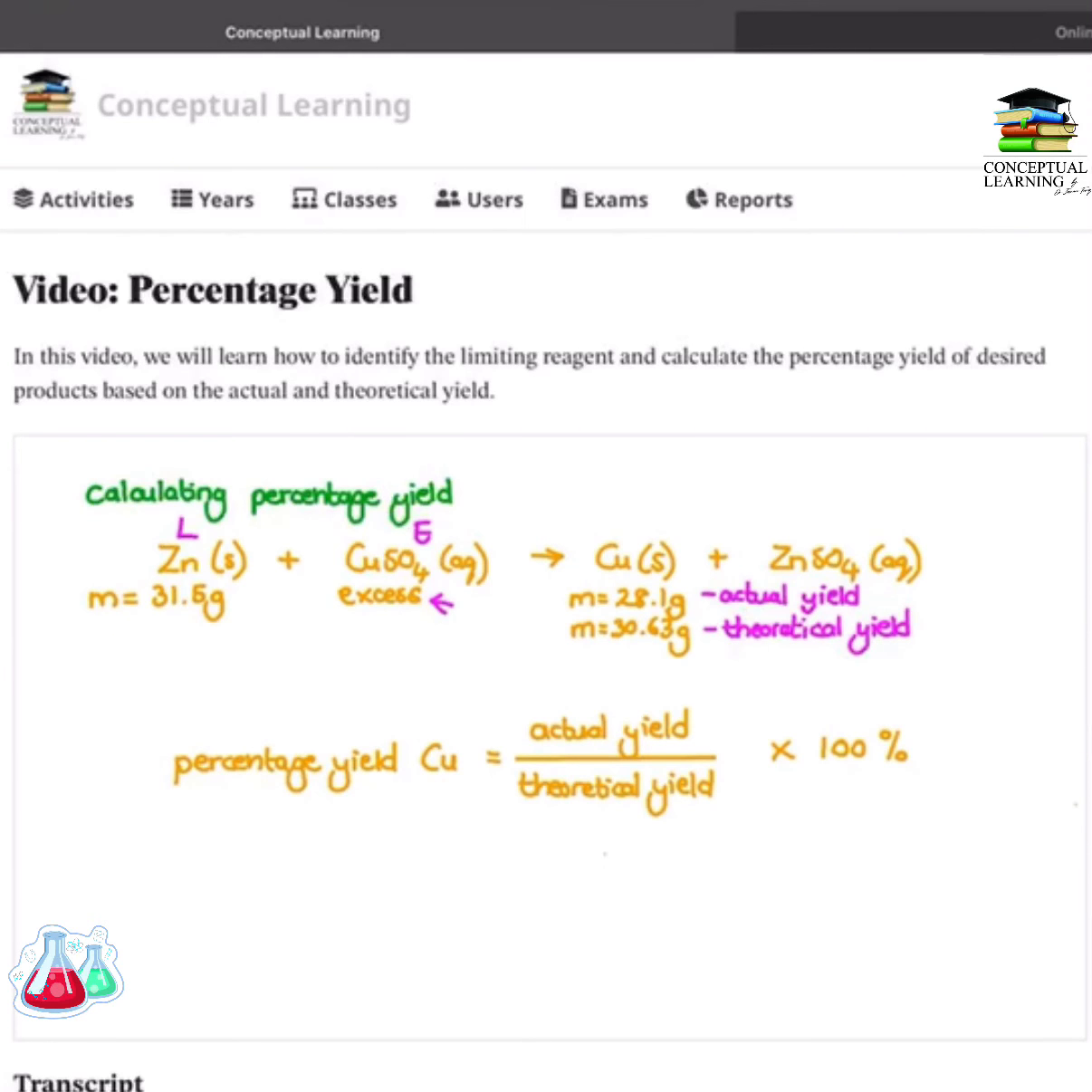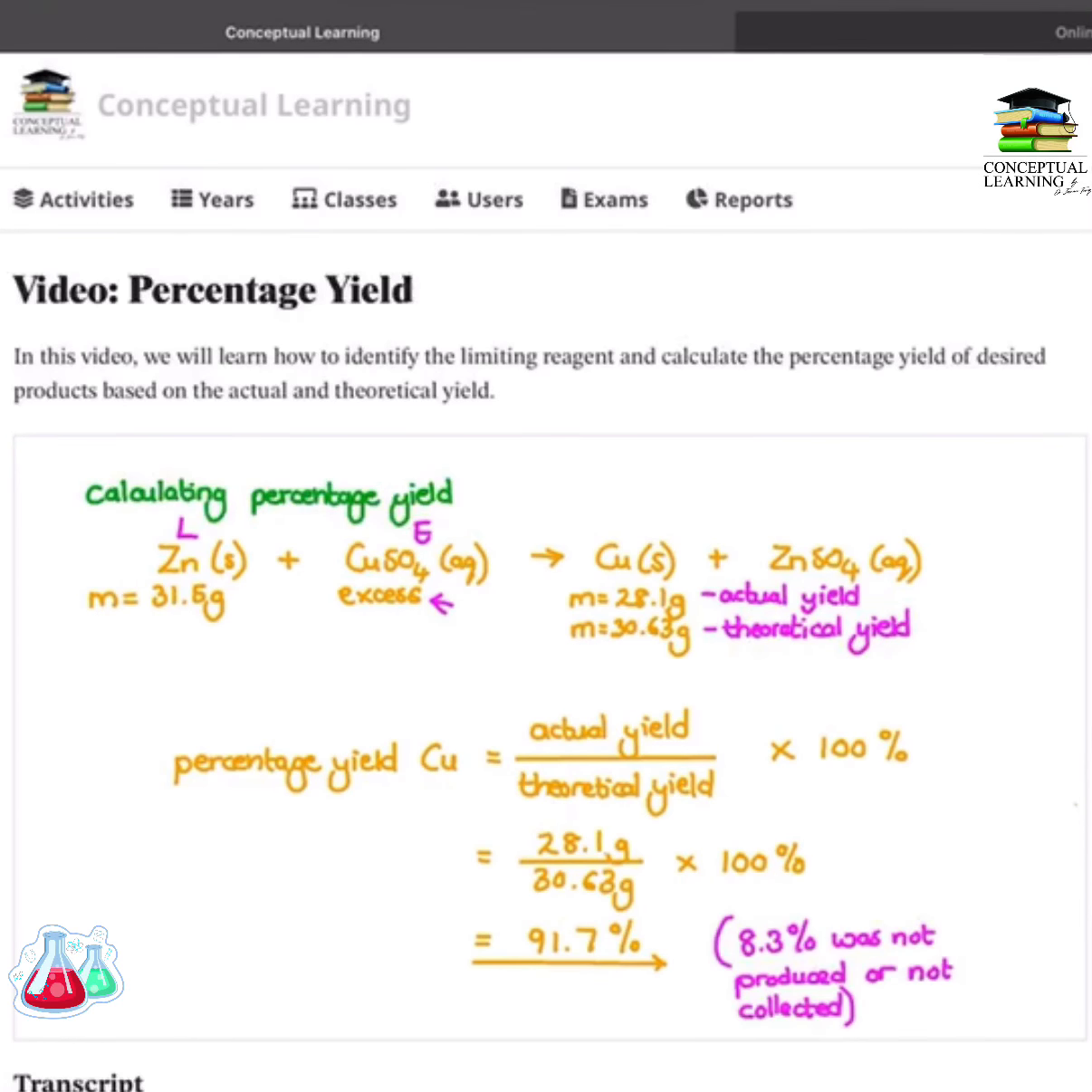Knowing our actual yield and theoretical yield of copper, we can now calculate its percentage yield by taking actual yield divided by theoretical yield multiplied by 100%. We can put in our values, and we get an answer of 91.7% copper. What does this mean? This means that 91.7% of copper which could have formed was actually formed. The remaining 8.3% was either not produced or it wasn't collected.